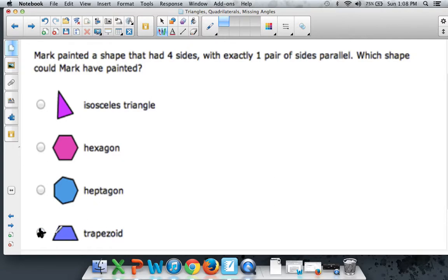Trapezoid. 4 sides, 1, 2, 3, 4, and it even has 1 pair of parallel lines. No, I'm not talking about those right there, because if those keep going, they'll eventually cross. They'll intersect. I'm talking about the top and bottom line. If those keep going, they will stay parallel. They will never touch. Let's move on.